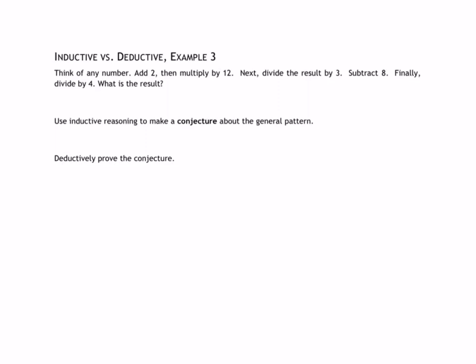There's a third example, so I will leave this for you to try on your own and discuss, but you've already done this first part. You've thought of a number, followed these other arithmetic steps, and you should have a pretty good idea of what the result always turns out to be. So first of all, use inductive reasoning to make a conjecture about that general pattern. Okay, so what is the result all the time? And then deductively prove it. So try to start with an x, and then follow all of those arithmetic steps, and then try to show that you end up with whatever you think that you do.